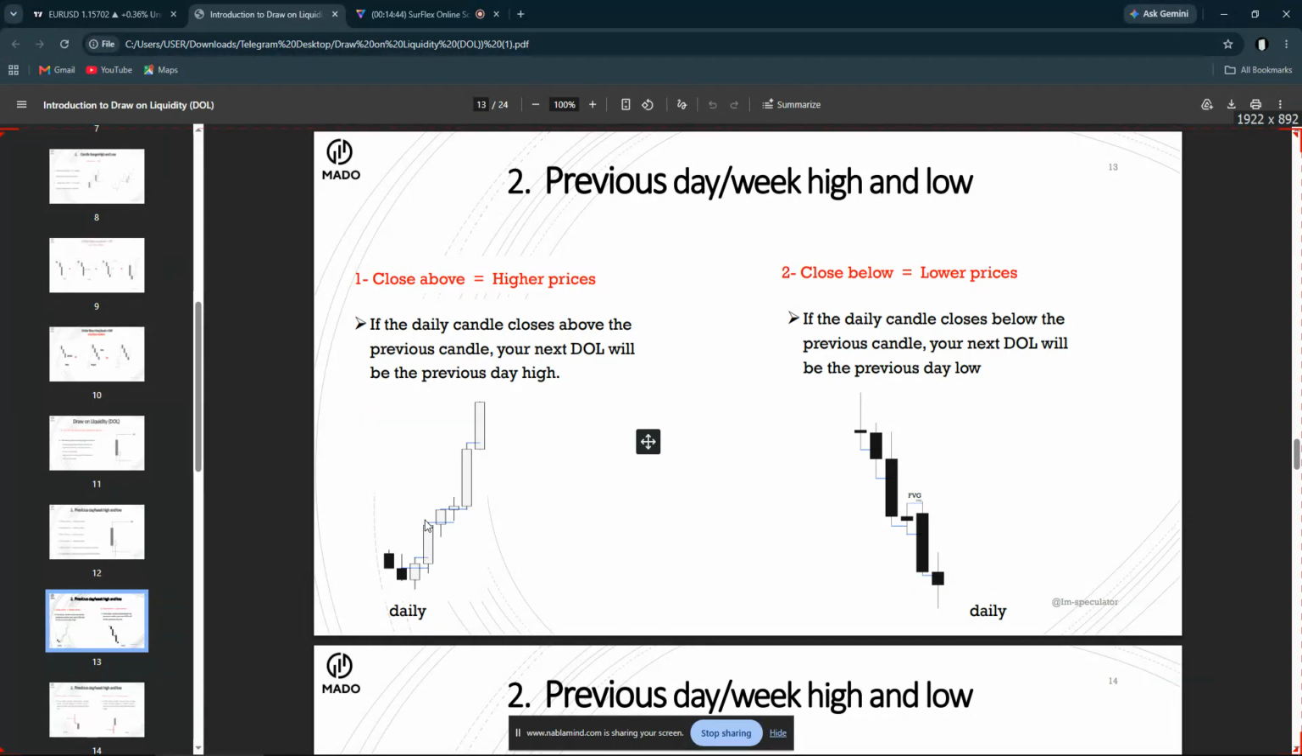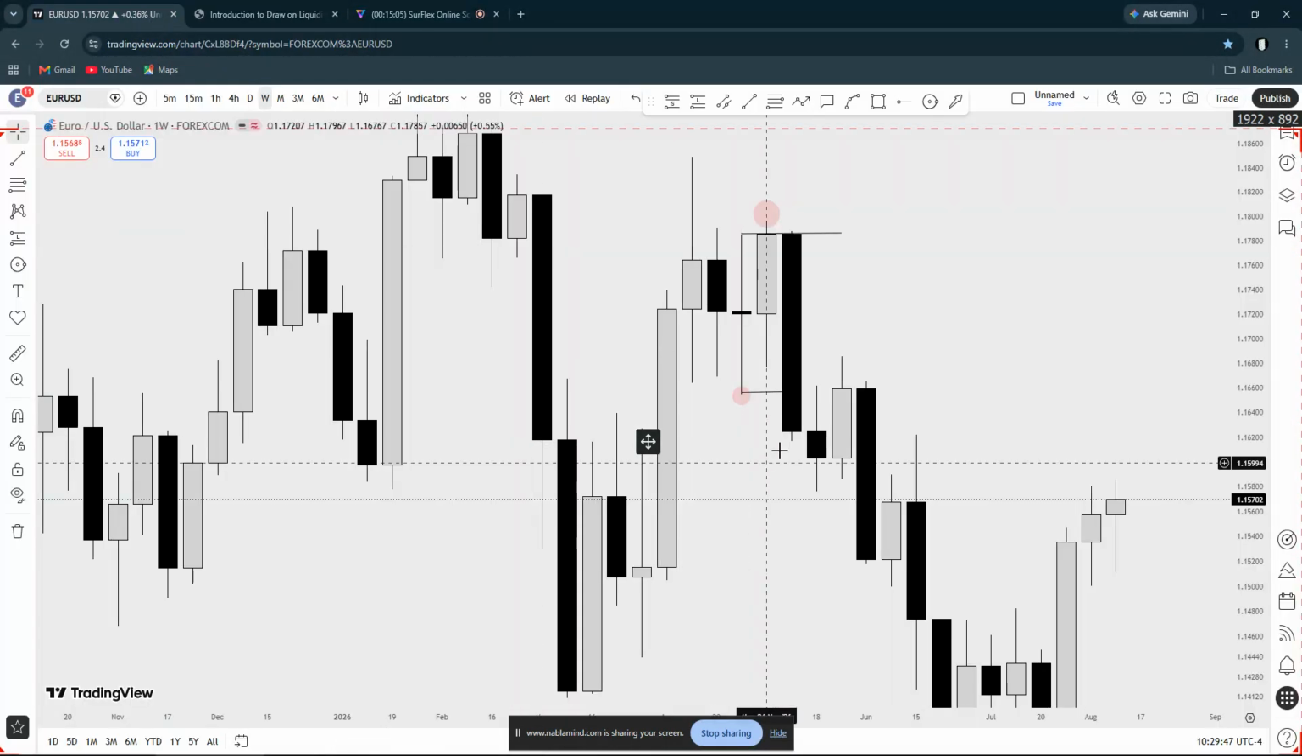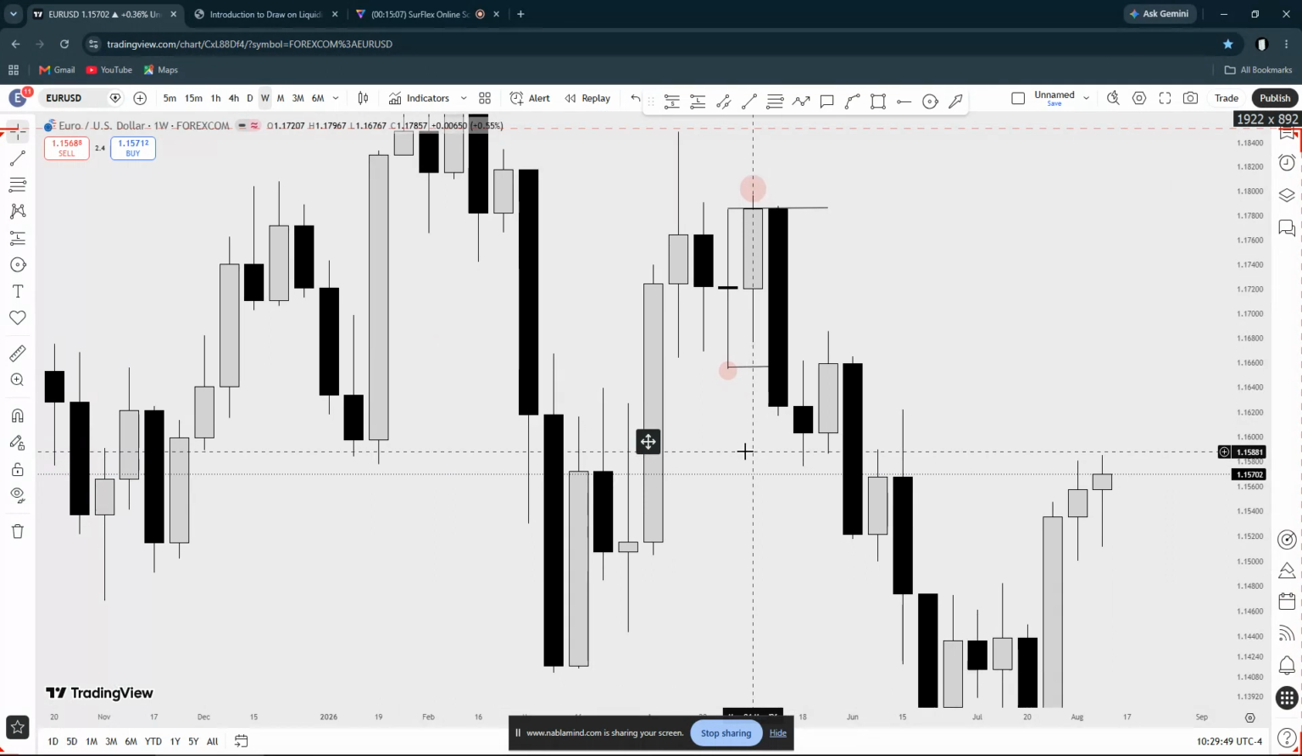After targeting the liquidity, it rejects, then what? Expands again. The next week or the next day opens, breaks, rejects, closes inside the range, then expands again, targeting the previous day high or low. The same thing happens day in and day out in a particular week and also in a particular day. So this is an example of what has been happening on EURUSD using the chart.